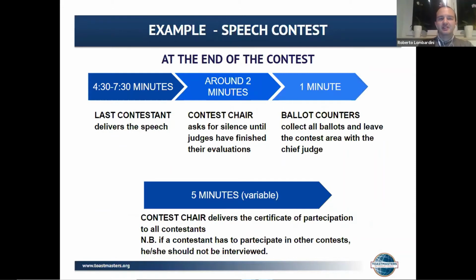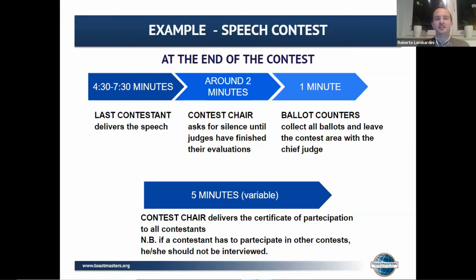Afterwards, this will be repeated for all the contestants, and then at the end, this is something that sometimes people are not aware of: the contest chair gives 2 minutes to all the judges to finish the evaluation and asks the counters to go and collect their ballots.